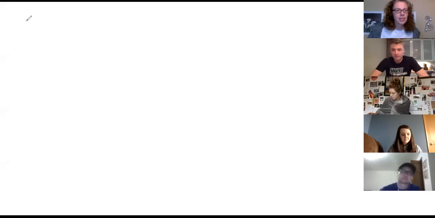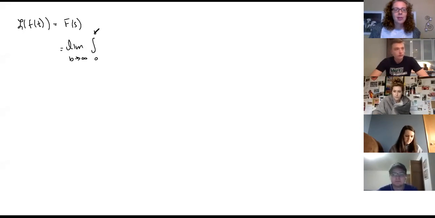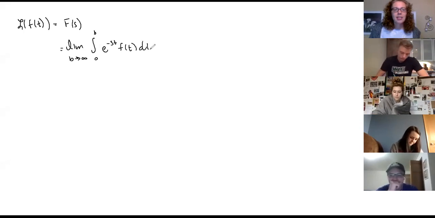So first of all, quick definition. This one you should have hopefully memorized by now. And I can't see you anymore, so remember you have to raise your hand. The Laplace transform of little f of t, capital F of s, is the limit as b goes to infinity, because it's an improper integral, from 0 to b, of e to the negative st, f of t dt.